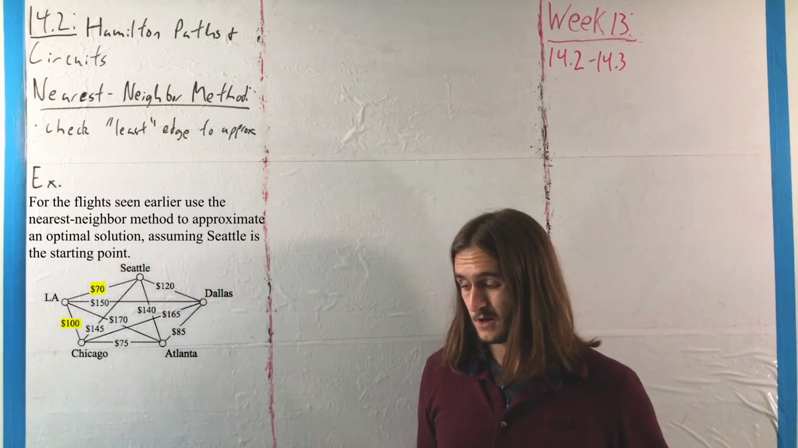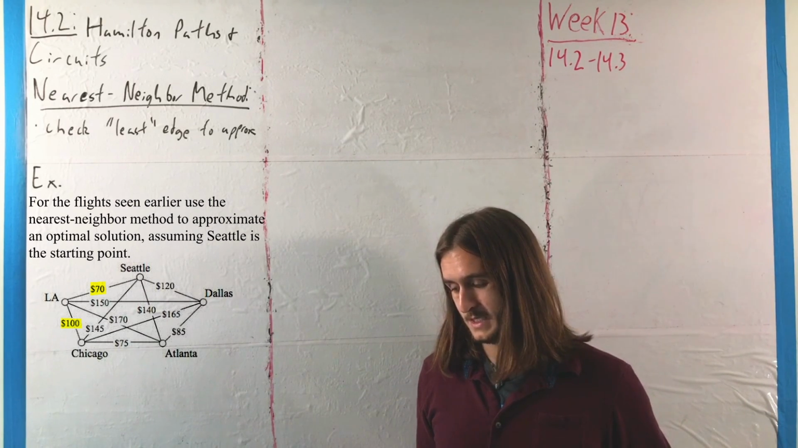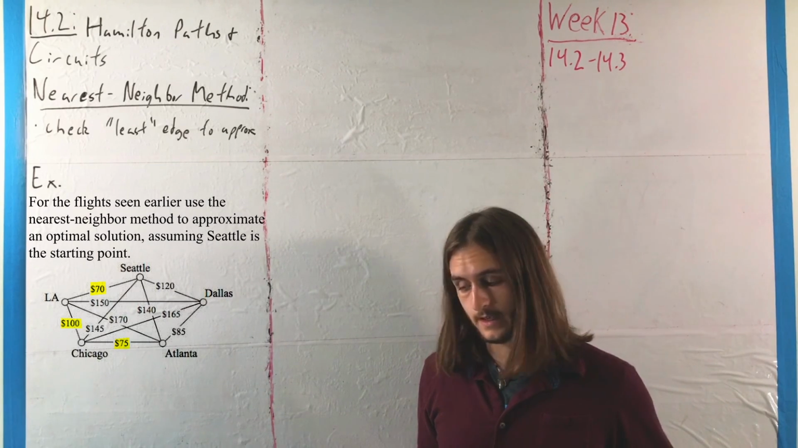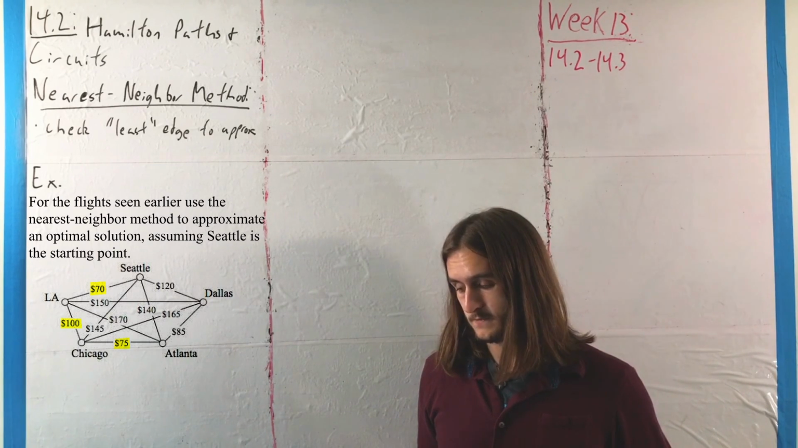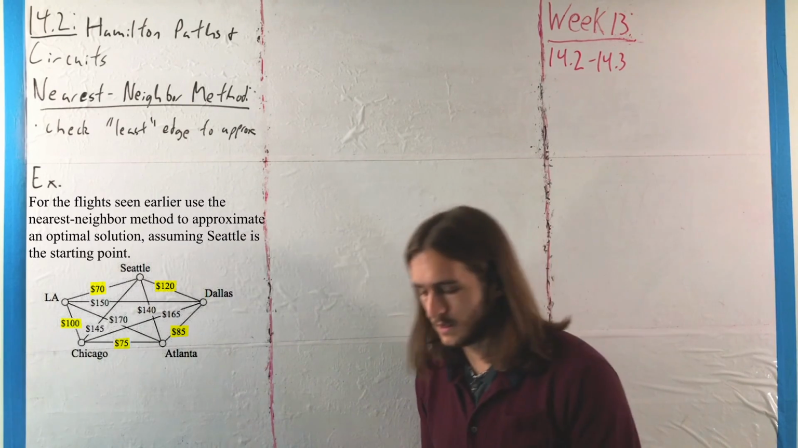Our options are either Dallas for $165 or Atlanta for $75. And then when we get to Atlanta, we have just Dallas for $85 because we're basically out of options at that point. And then at Dallas, we've been everywhere else. We've got to end up back home at Seattle for $120.